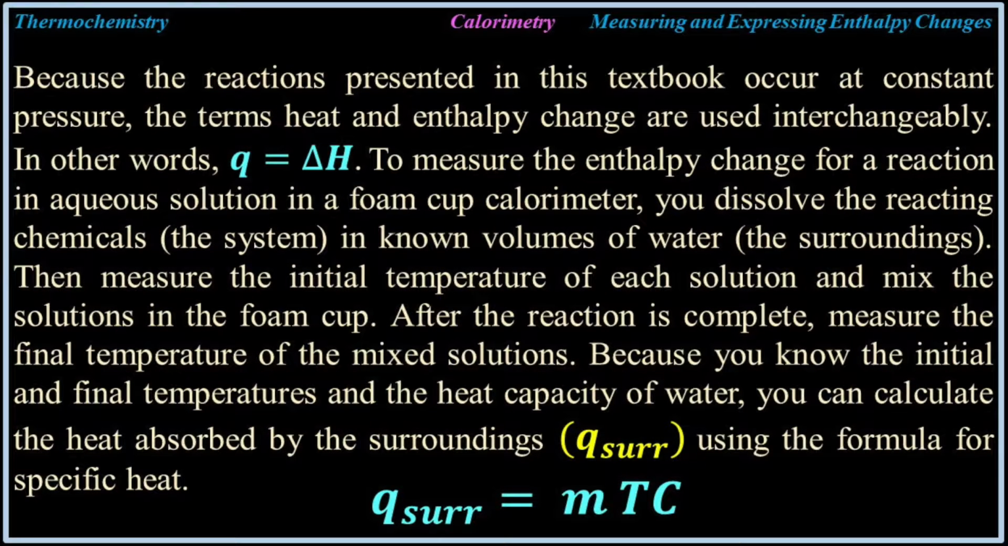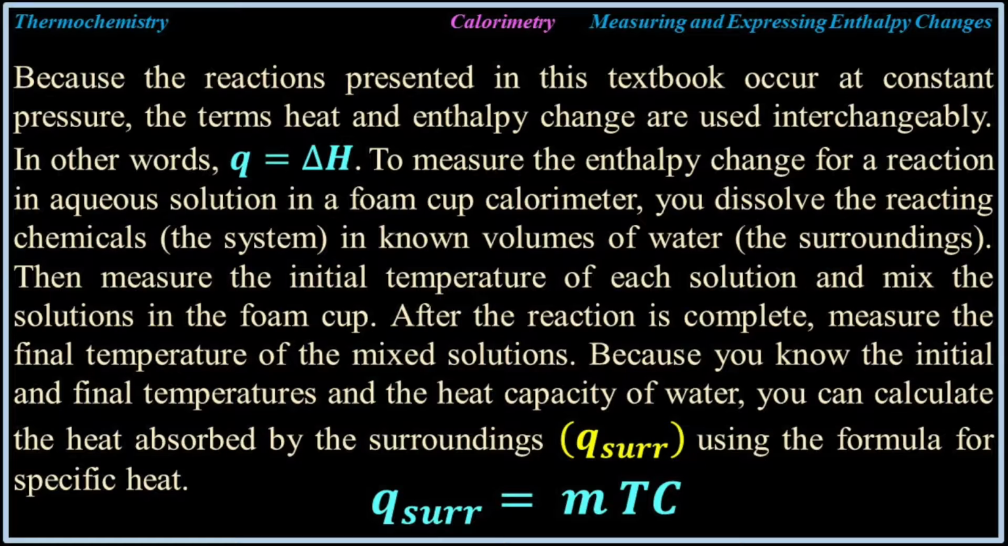And that's adiabatic. Adiabatic means that it's insulated. It's a shield against heat flow. Because the reactions presented in this textbook occur at constant pressure, the terms heat and enthalpy change are used interchangeably. In other words, Q equals delta H.